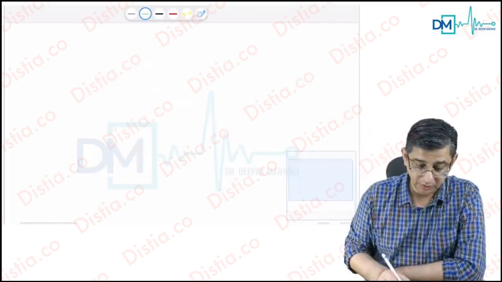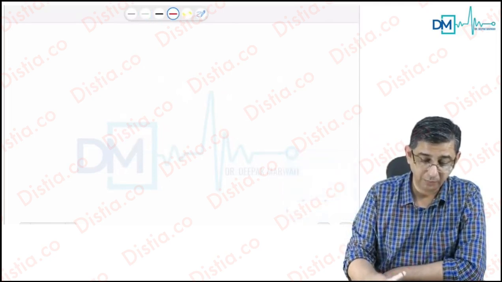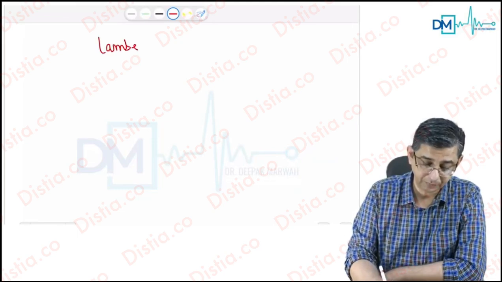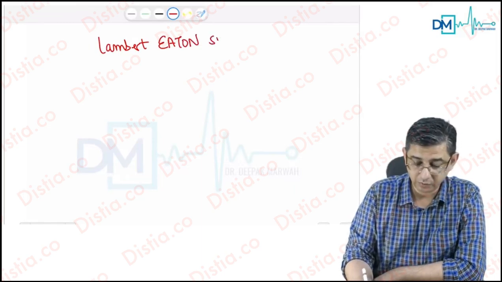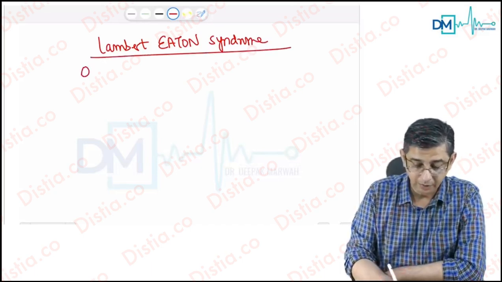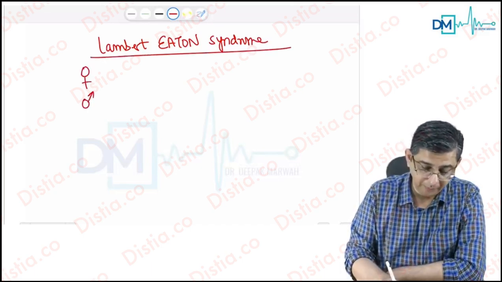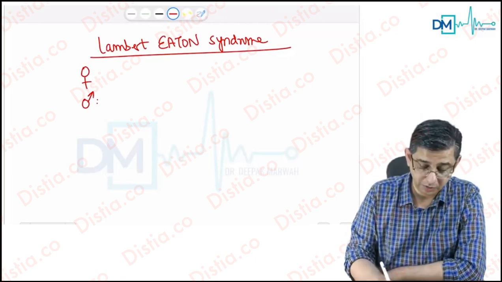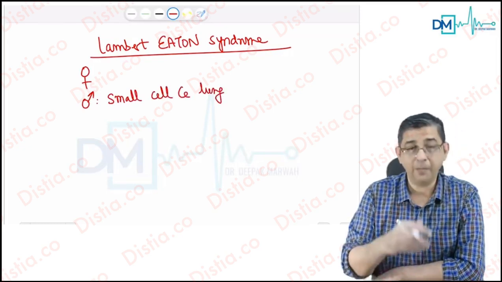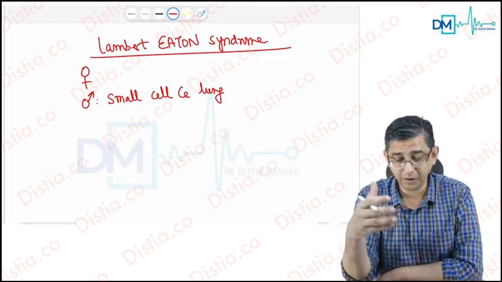Once you understood this disease of the NMJ, we will now compare these manifestations with that of Lambert-Eaton syndrome. This would be called LEMS in most of the MCQs. In Lambert-Eaton syndrome, when it comes to a male patient, most of the time the association is with aggressive lung cancer, that is small cell cancer of the lung. So this can be a paraneoplastic manifestation related to lung cancer.